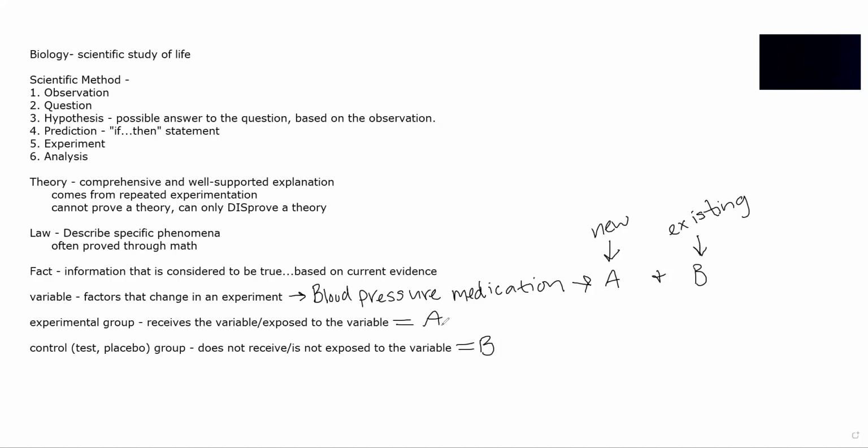So that's how you set this up as far as your variable, your experimental group, your control group. But let's think about some of the factors in this situation that would need to be kept the same in order to truly get a measure of how efficient A is when compared to B. What I mean by that is, let's start with saying that everybody in both the experimental and control groups needs to be in the same age range.